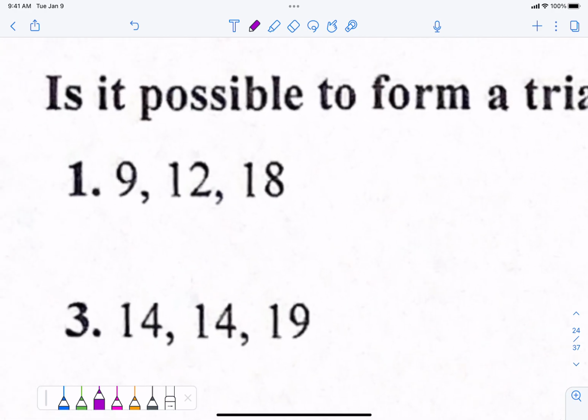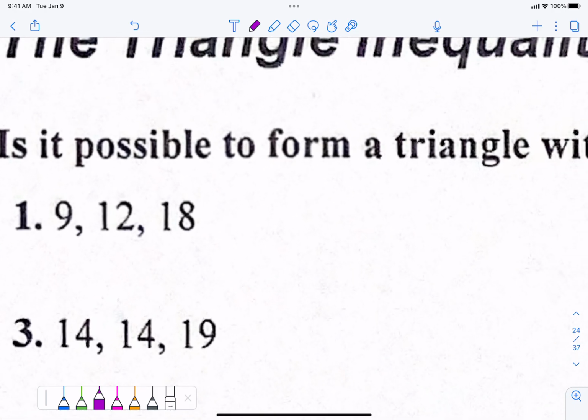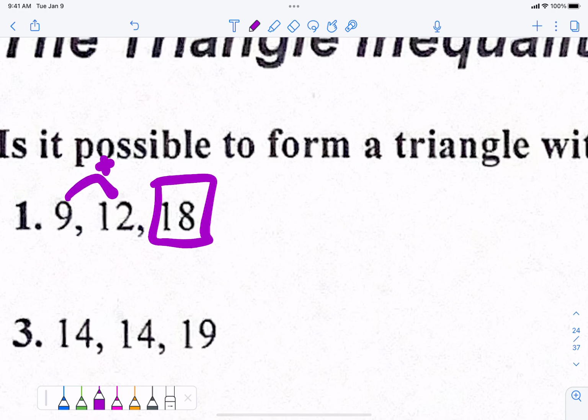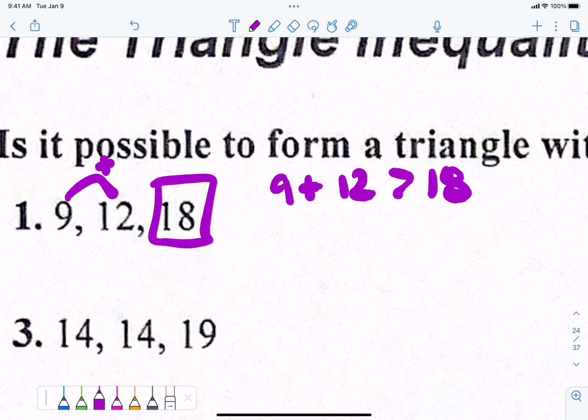Okay? So I got number 1. Is it possible to form a triangle? This is the biggest side. Does 9 and 12 add together to make bigger than 18? Yes. When it says explain, you don't have to explain. I'm just looking for yes or no. So is this going to make a triangle? Yeah, because 9 plus 12 is bigger than 18.